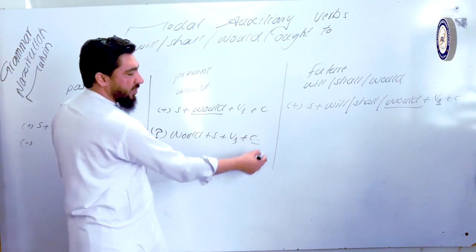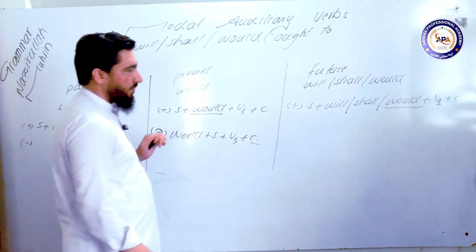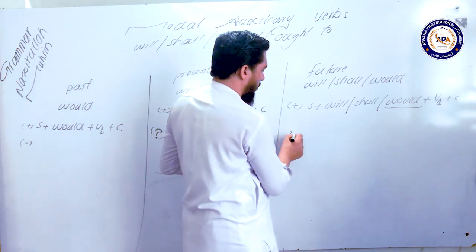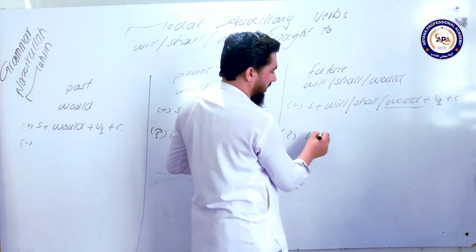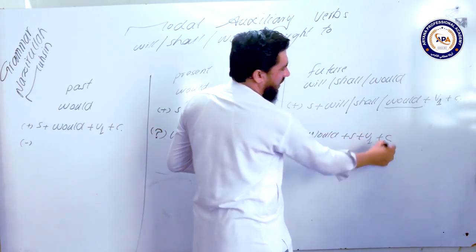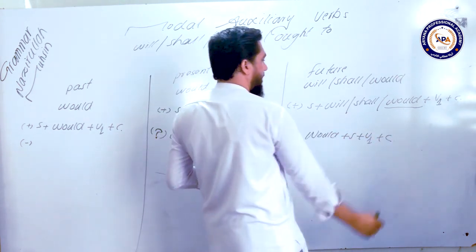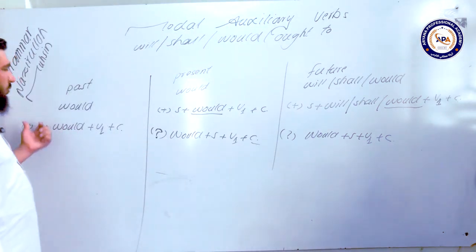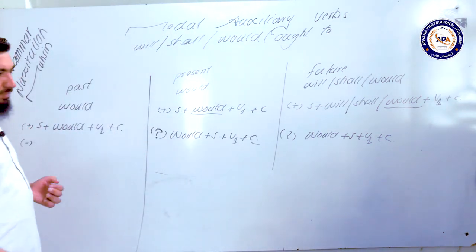And here the time expression is used. And also for the future, we use it in an interrogative sentence: would at the beginning, then subject, verb, and then complement. And in the past, we can use it in every structure.